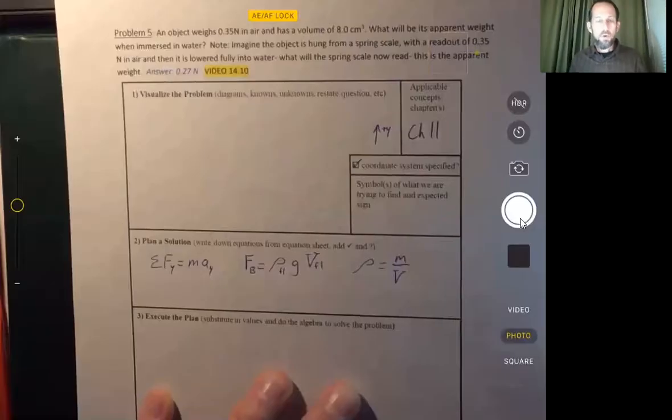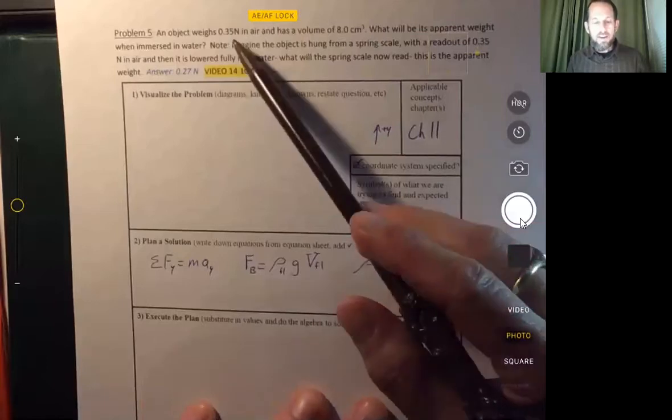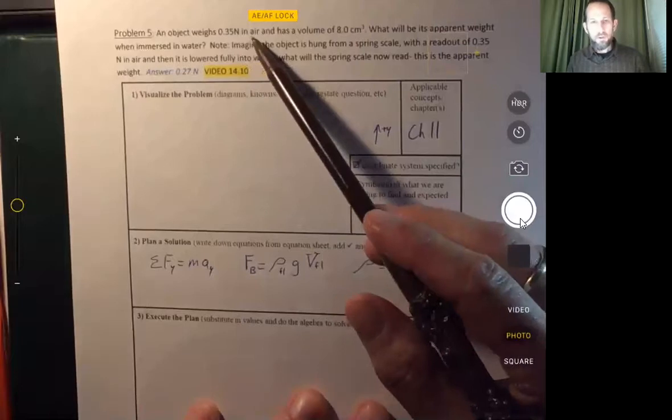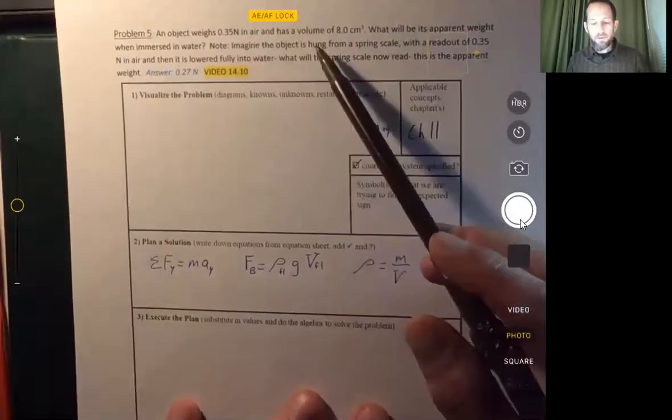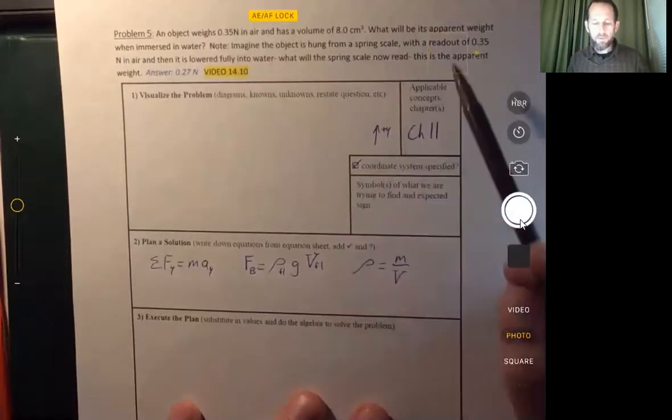Hello everyone. We're going to take a look at this problem where we have an object that weighs 0.35 newtons in air, which is kind of a strange way to put that, has a volume of 8 cubic centimeters, and we're supposed to find its apparent weight.